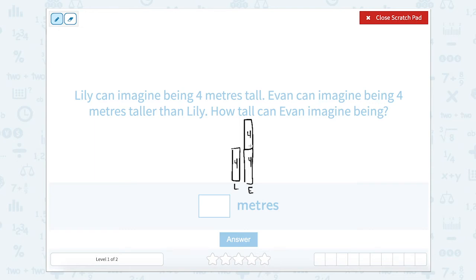So how tall would Evan be? Well, we would just have to add the 4 meters plus 4 meters, which equals 8 meters. So Evan thinks that he can be 8 meters tall.